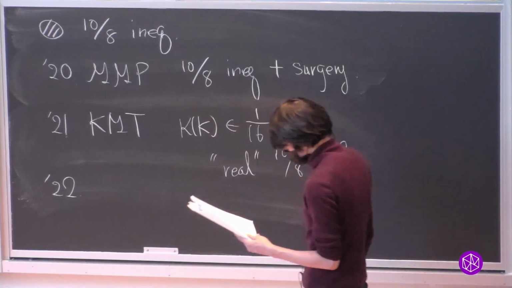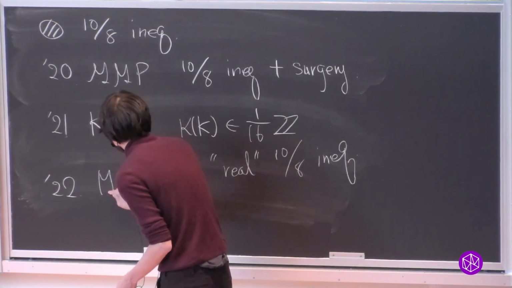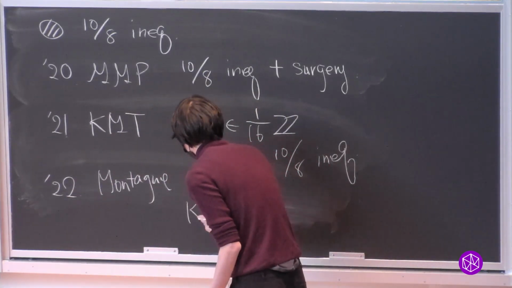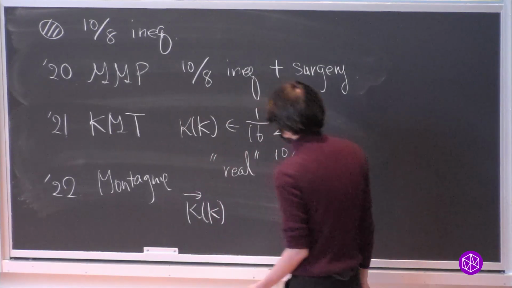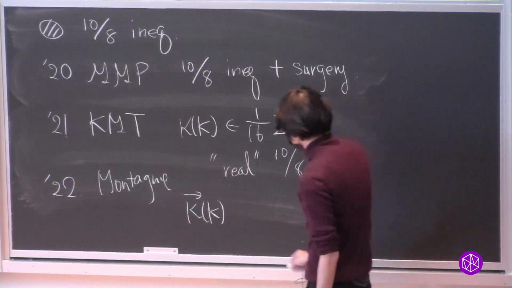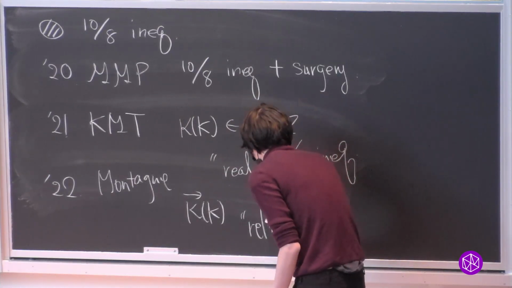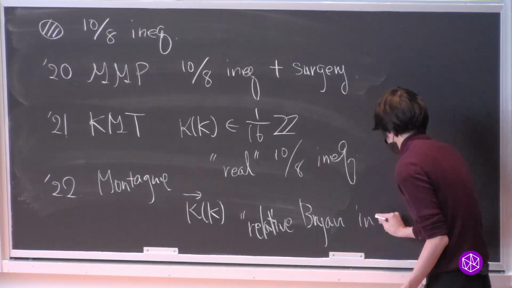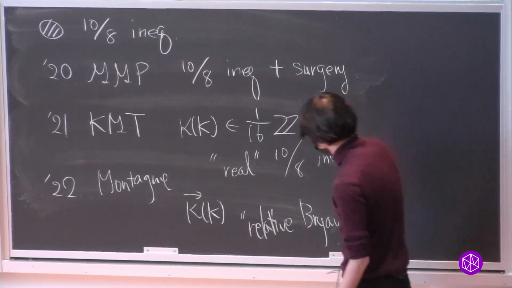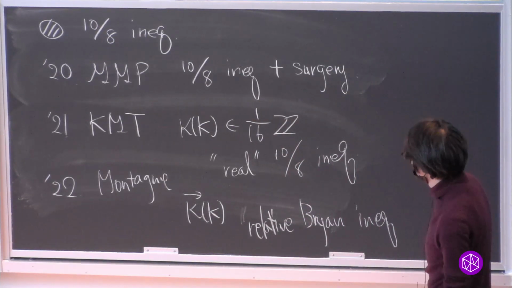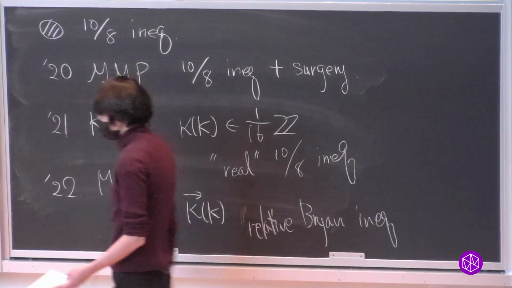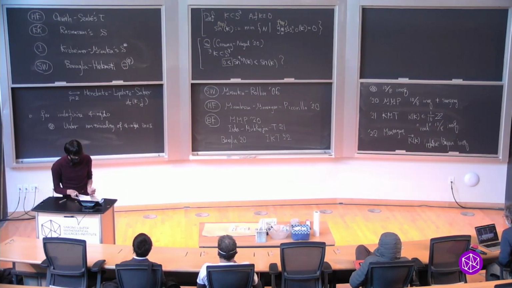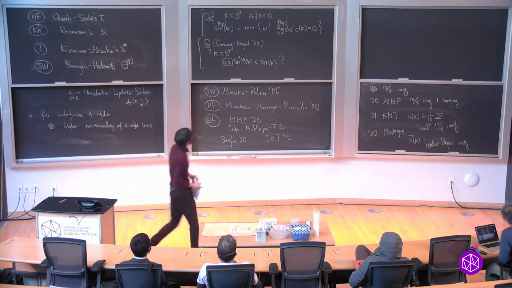And later, recently, Ian Montague also provided a similar invariant, called the kappa vector, with a relative Bauer–Furuta inequality. But these inequalities are actually independent, and it is also interesting to compare them. So that's the background of today.